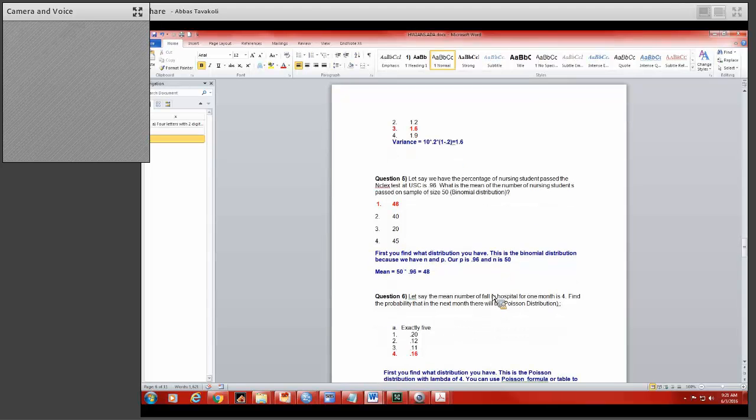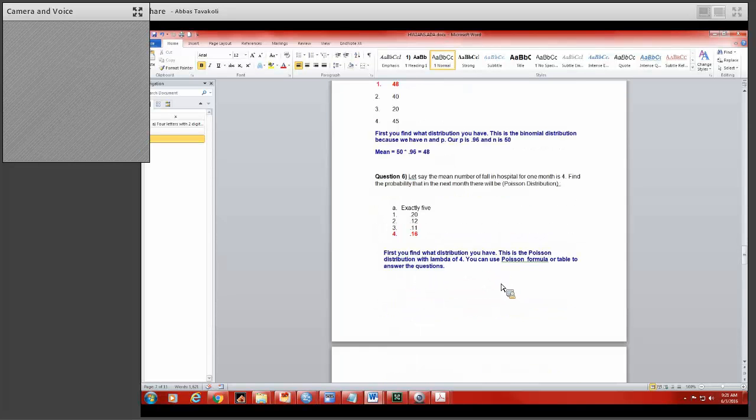Question 5, it was by Poisson. Again, the binomial distribution, we have 0.96 passing NCLEX and 50. Basically, the mean would be 50 times 0.96, 48.